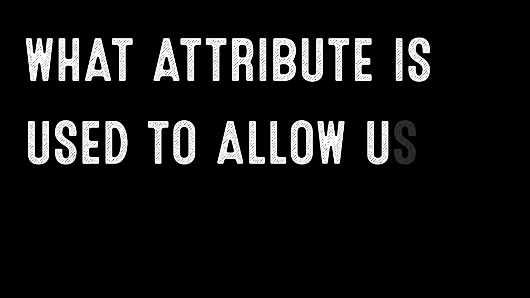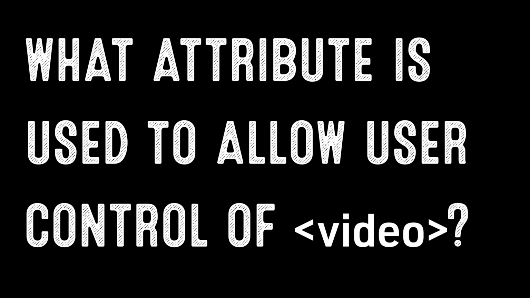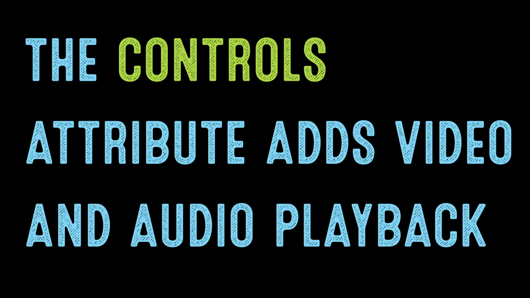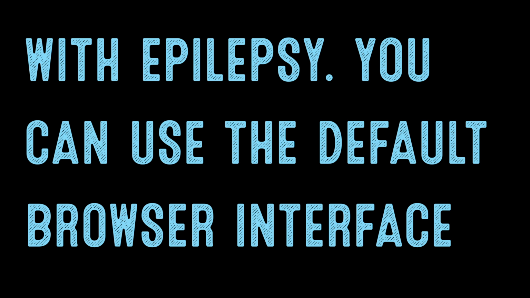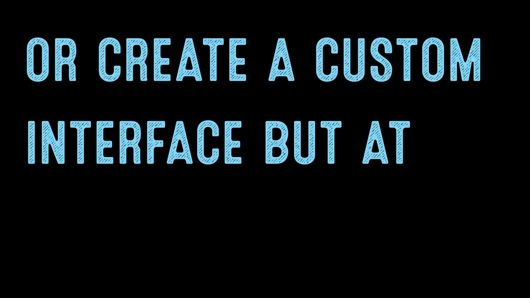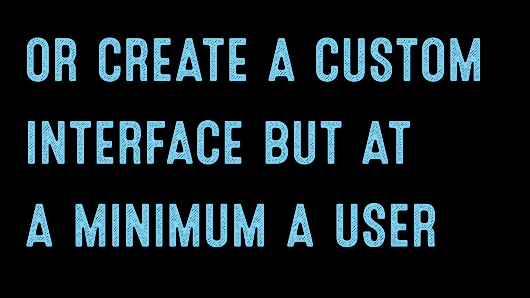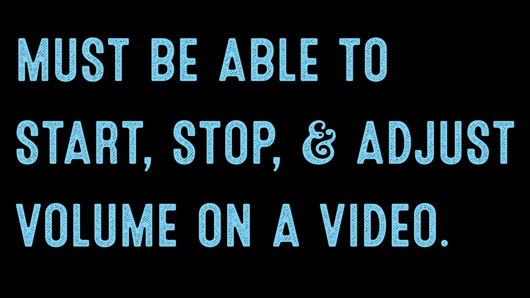The weekly code quiz. What attribute is used to allow user control of the video element? The controls attribute adds video and audio playback control to the user. This is a critical addition for those with epilepsy. You can use the default browser interface or create a custom interface, but at a minimum, a user must be able to start, stop, and adjust volume on a video.